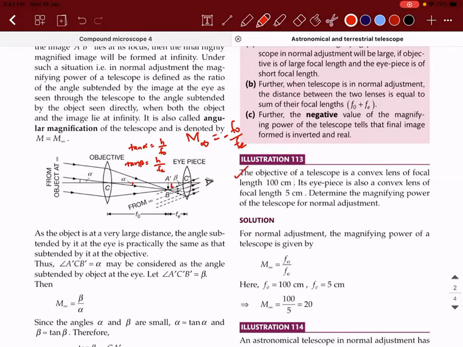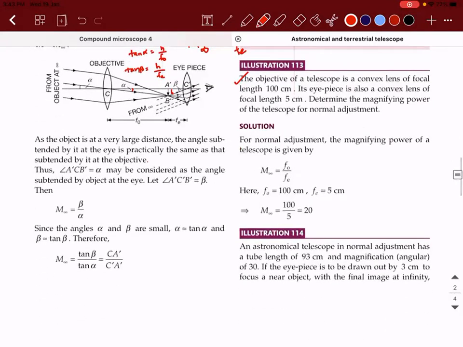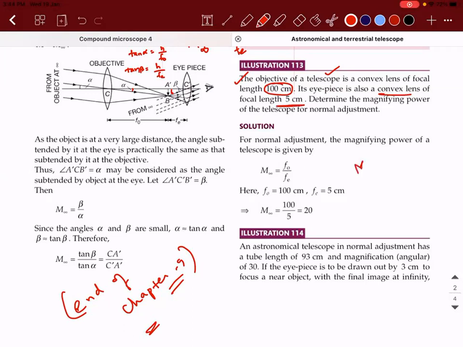Okay. So I'll do one problem. With that, this chapter is over, guys, by the way. So it is the end of chapter 9, right? So once I send this worksheet, you guys work on the problems, and if there are any doubts, you can reach out to me. But let's do one simple problem. If you take the objective of a telescope, it is a convex lens of focal length 100 centimeter. Its eyepiece is also a convex lens, focal length, let's say 5 centimeter. Find the magnifying power of the telescope in normal adjustment. So M infinity is equal to F naught divided by Fe. F naught is how much? 100 divided by 5. It is 20.